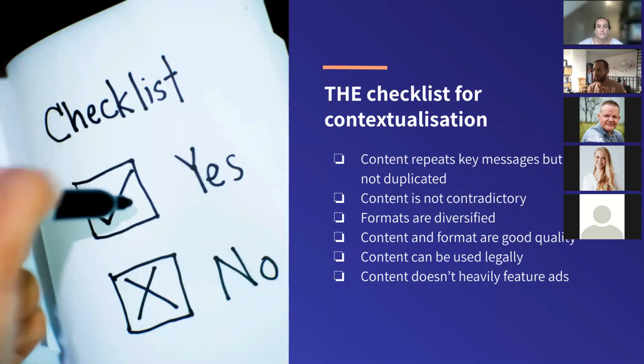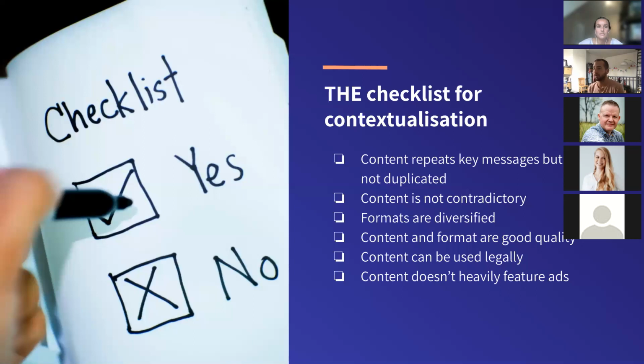The first aspect of this checklist is that the content should repeat the key messages, but it shouldn't be duplicated. You want the same key messages, but delivered in a different way, with different explanations and different examples, because we don't want the learner to go over the same content 4 times. We want the learner to go over the same key messages 4 times, so that they can really understand them, but not the same kind of content. It's something to look at.